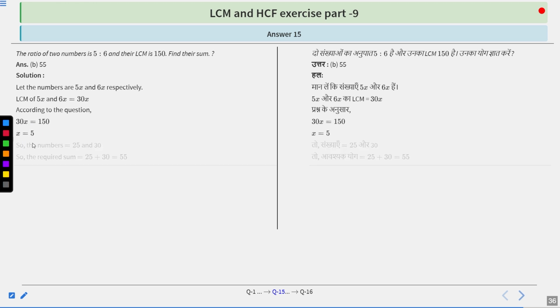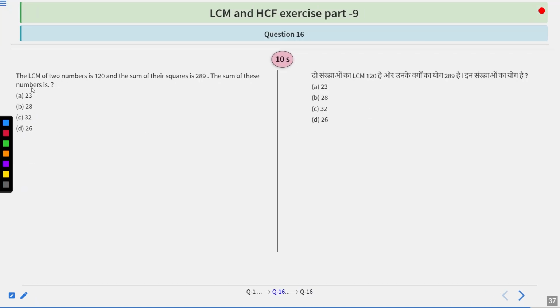Now we have found the value of x. So the numbers are 5 into 5, 25, and 6 into 5, 30. But we have to find the sum. So the required sum is 25 plus 30, that is 55. Option number B, 55, is the correct answer.